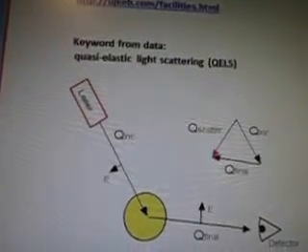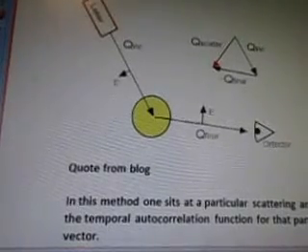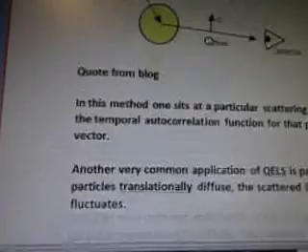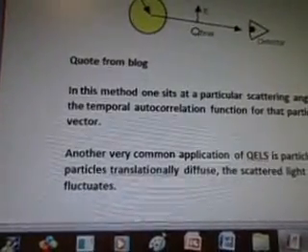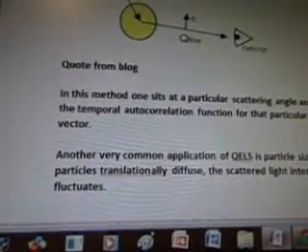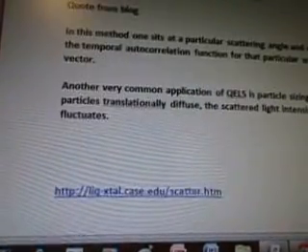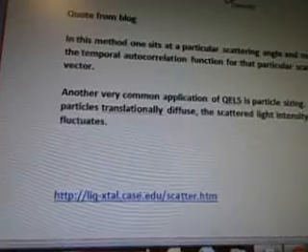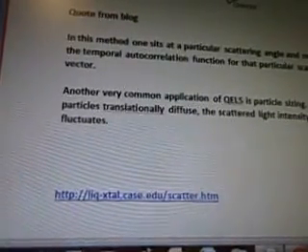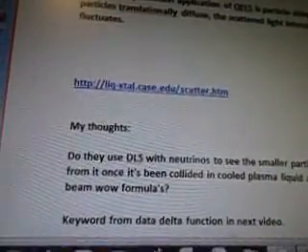Keyword from data: quasi-elastic light scattering, QELS. Okay, so there's laser, quink, Q scatter, Q ink, Q final, detector. Quote from blog: in this method, one sits at a particular scattering angle and measures the temporal autocorrelation function for that particular scattering vector. Another very common application of QELS is particle sizing.